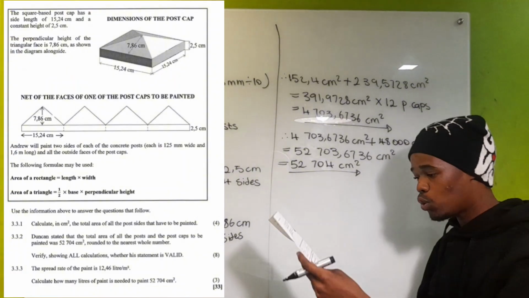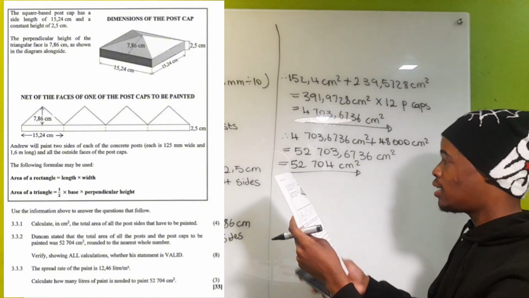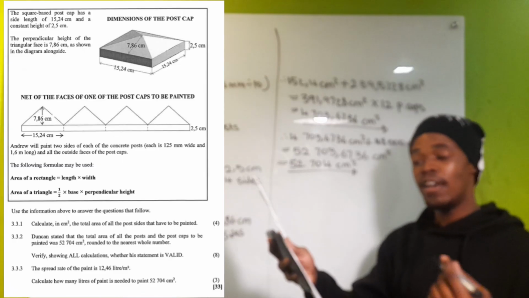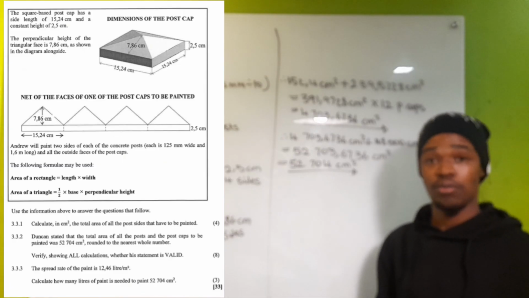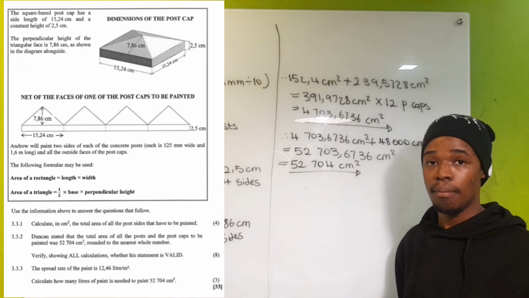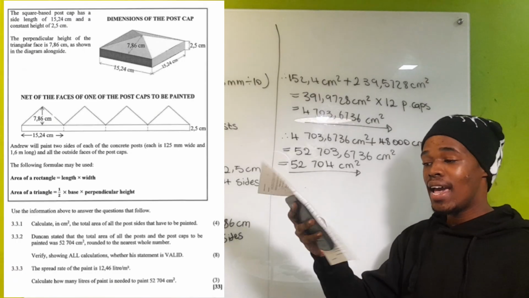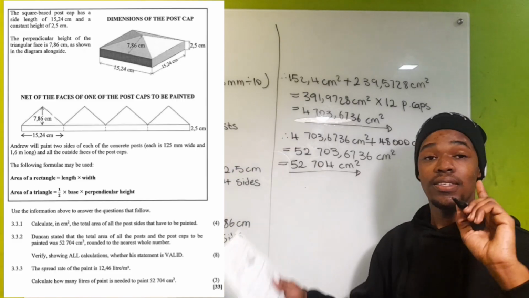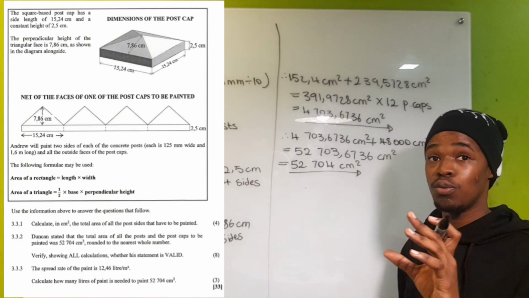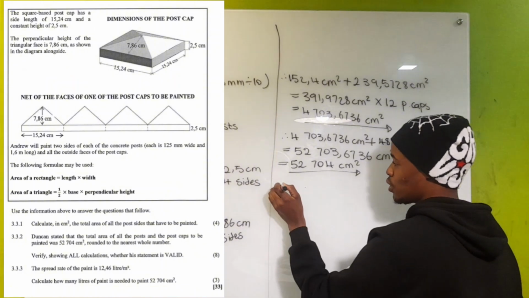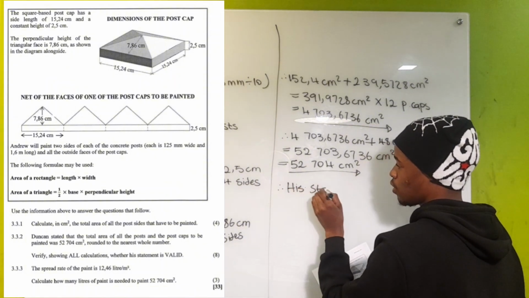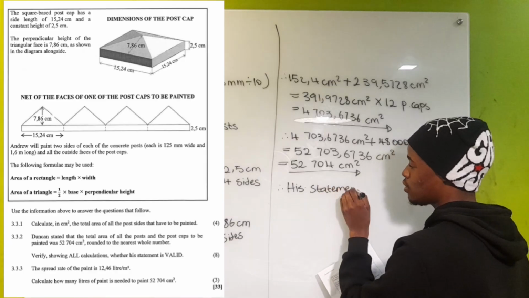Is it equal to what Duncan estimated? It is. Duncan said that the total area that has to be painted was 52,704 centimeters squared, and our answer gave us exactly the same amount. So that means that Duncan's statement is valid. Do not forget to include your conclusion if you had to prove an argument, okay? So his statement is valid.